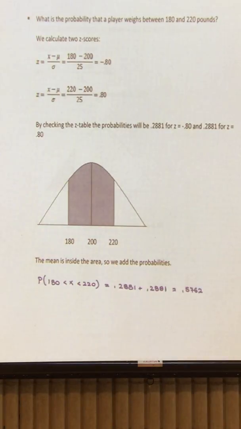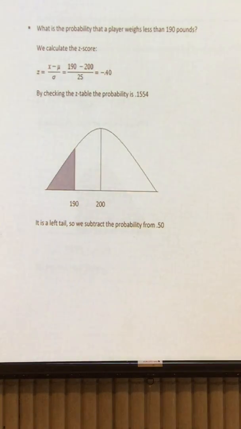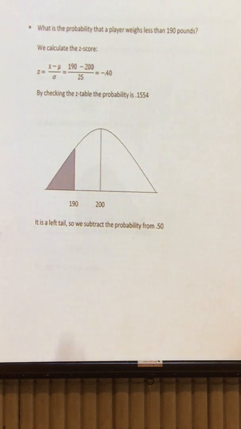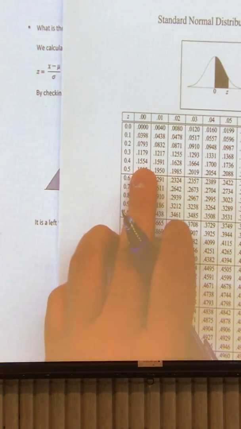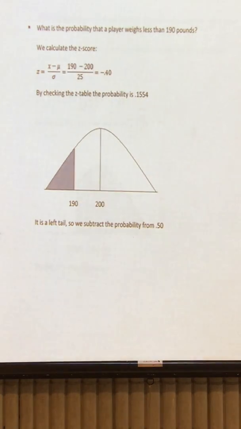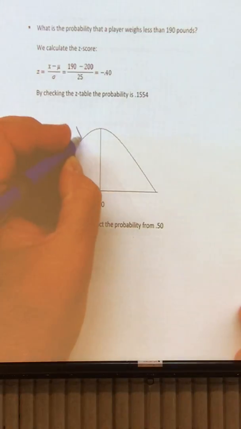Now, for the last part of problem 5, what is the probability a player to weigh less than 190 pounds? The z-score is 190 minus 200 over 25, which is negative 0.4. Again, we have to use the z-chart for 0.4, 0.1554. Again, we have a tail.